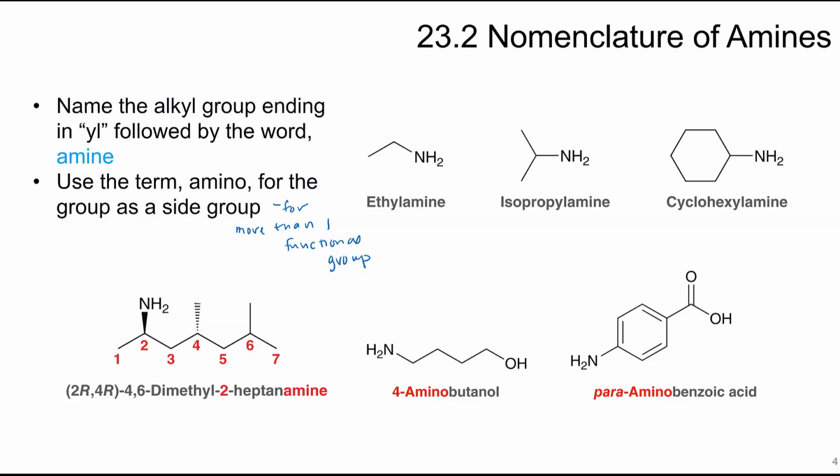That first one there is 2R,4R-4,6-dimethyl-2-heptanamine. Seven carbons was the longest chain, and the 2 means that there's an amine group on the second carbon of heptanamine. The next one here, we have two functional groups, so it's 4-aminobutanol, and then we have para-aminobenzoic acid because there's two groups. Benzoic acid will be the parent, and then we have the amino group.